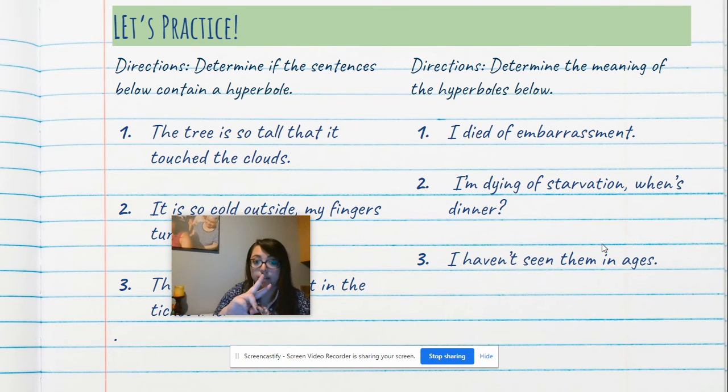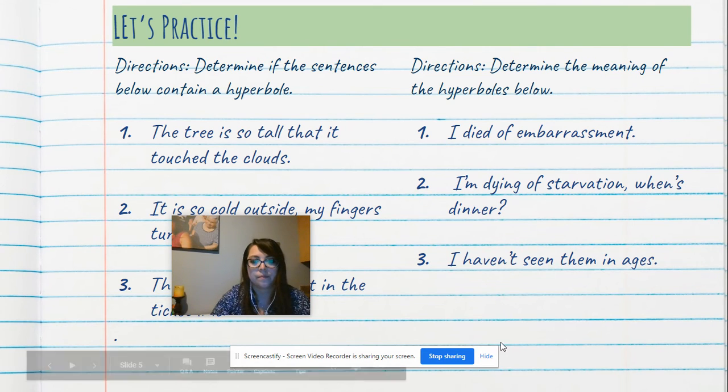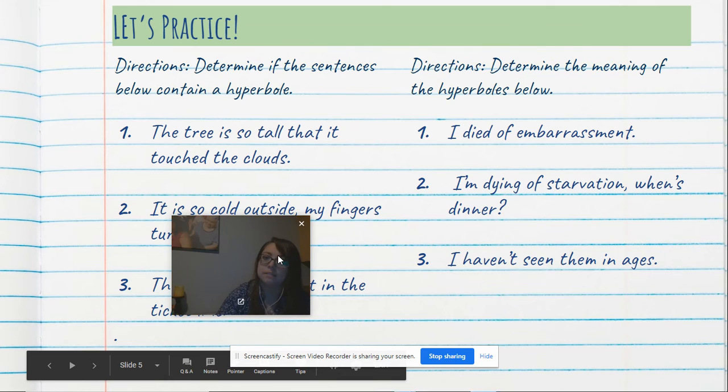And I'll let you do the second 2 on your own. So number 2 says, I'm dying of starvation. When's dinner? Number 3 says, I haven't seen them in ages. So what could that mean?